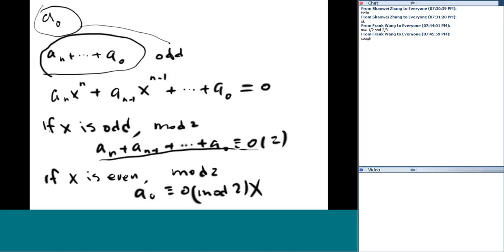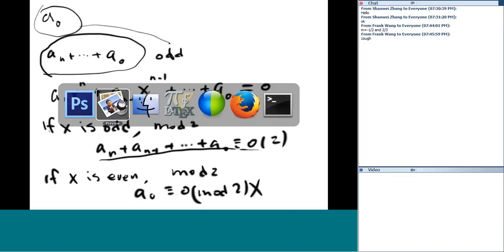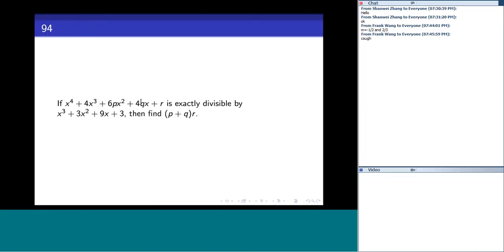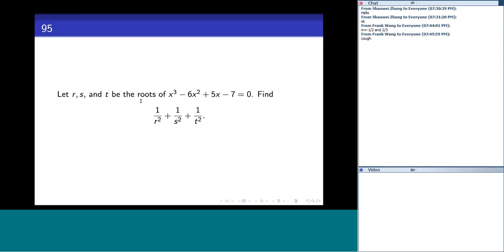Okay, that's all good. Next one. x^4 plus blah blah blah is exactly divisible by it. Then find p plus q plus r. That should be easy too because that's only division, okay? That's easy. Anyway, check it anyway. What do you have, Skylar? I have 15. Is that what you have, William? Yeah, I have 15. Okay, next one. RST x cubed minus.